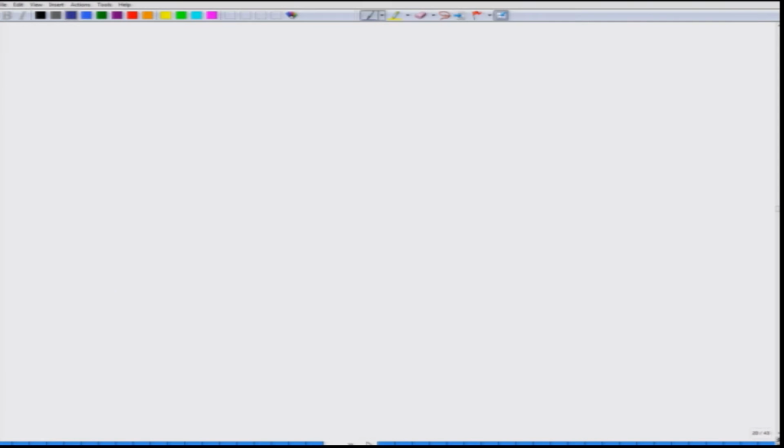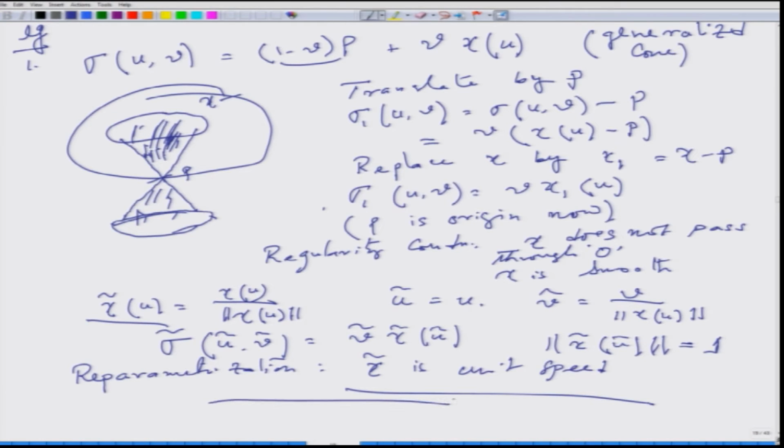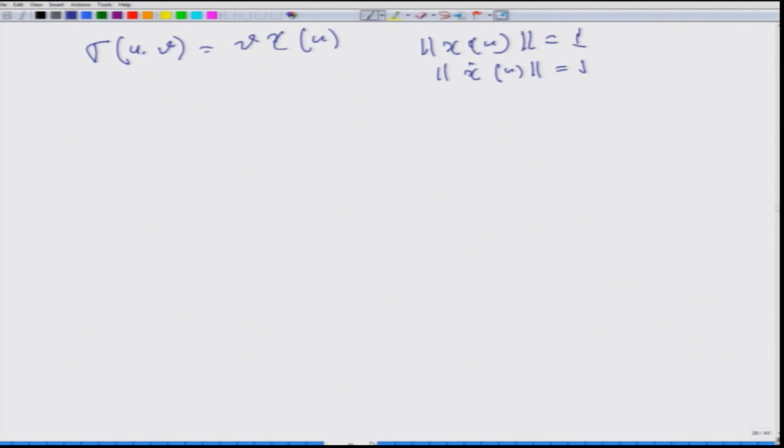Now, what happens to the first fundamental form? So, finally, let us take the surface to be sigma u v equal to v gamma u, where gamma u has norm 1 and gamma dot u has norm 1, after reparameterization. So, what I did on this page is reparameterize the cone in such a way that my surface looks like this. So, now it is very easy.